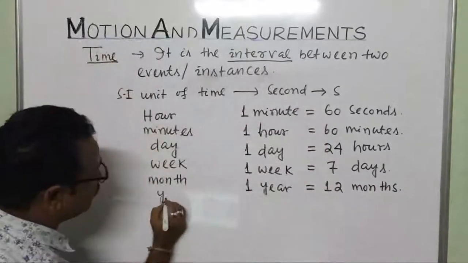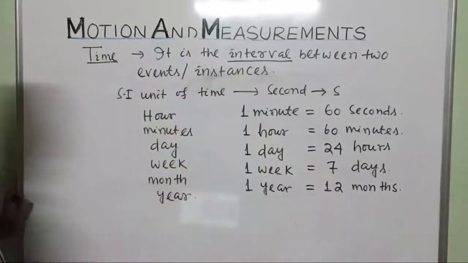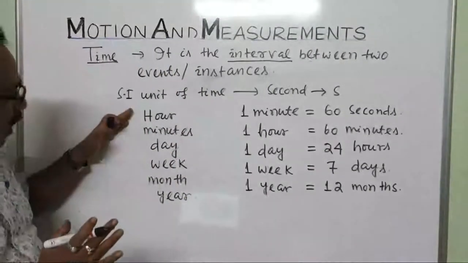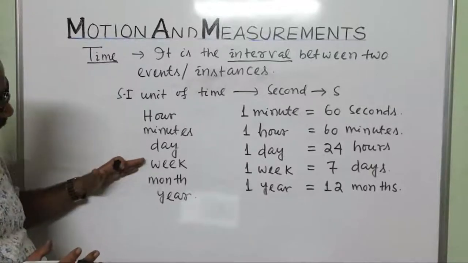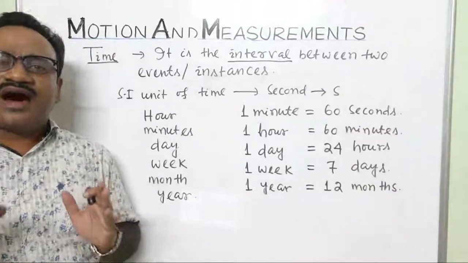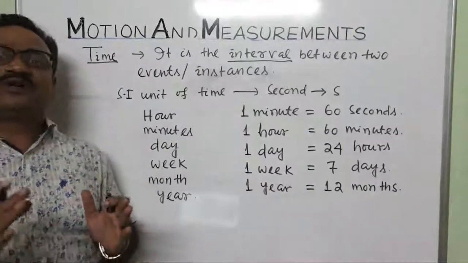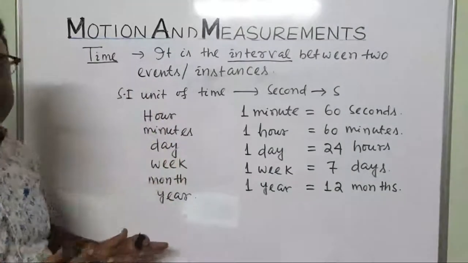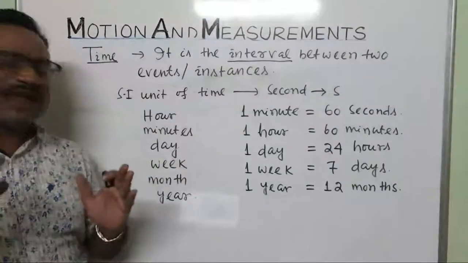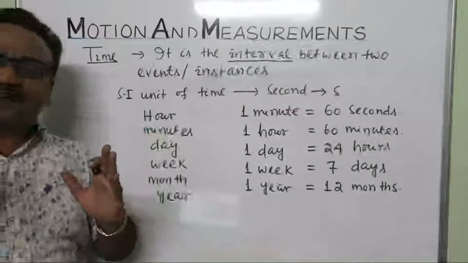Now, year. So, second, minutes, hour, day, week, month, year. These all are the units of time. These are the units we are using in our day-to-day life for measuring time.